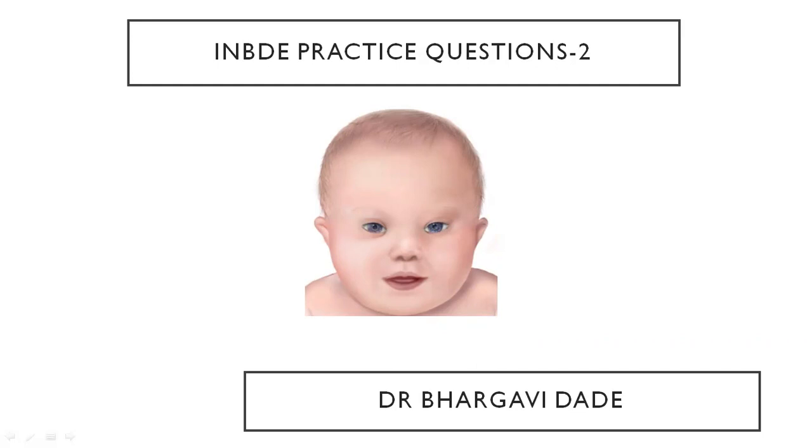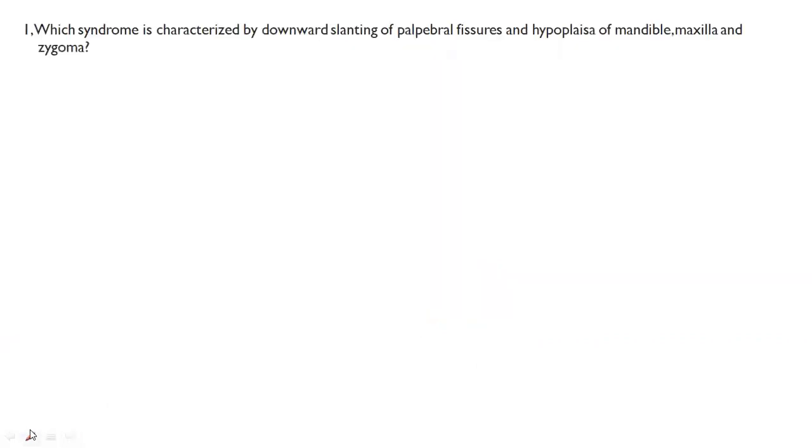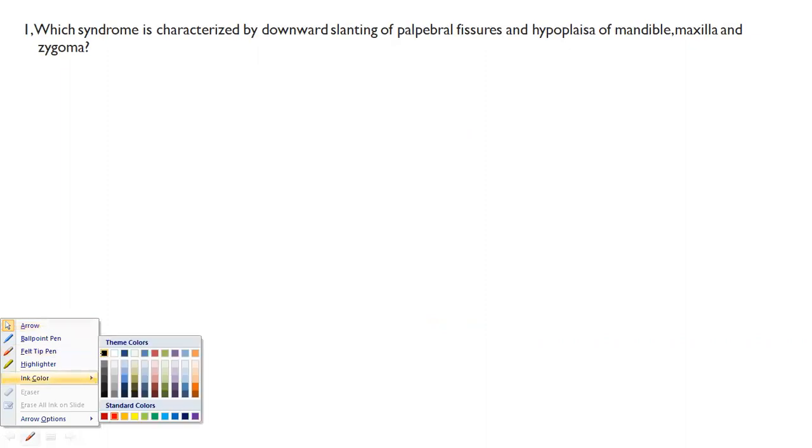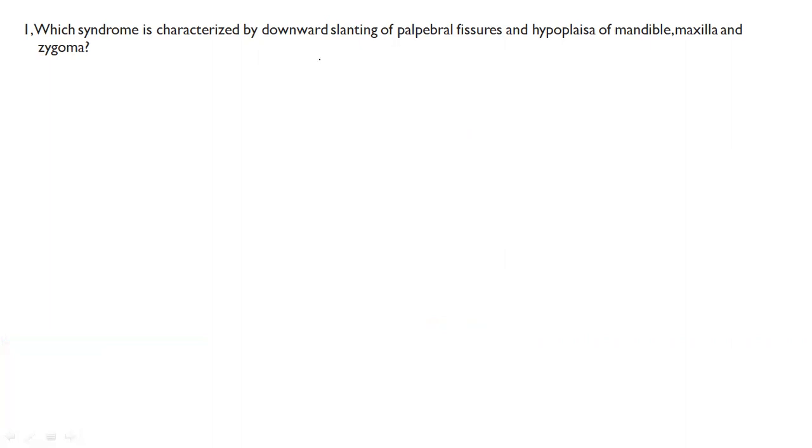Today I'm going to discuss 3 practice questions. So let's get started. The first question is, which syndrome is characterized by downward slanting of palpebral fissures and hypoplasia of mandible, maxilla and zygoma? So read the question again. It's saying that there is downward slanting of palpebral fissures and hypoplasia of mandible, maxilla, and zygoma.